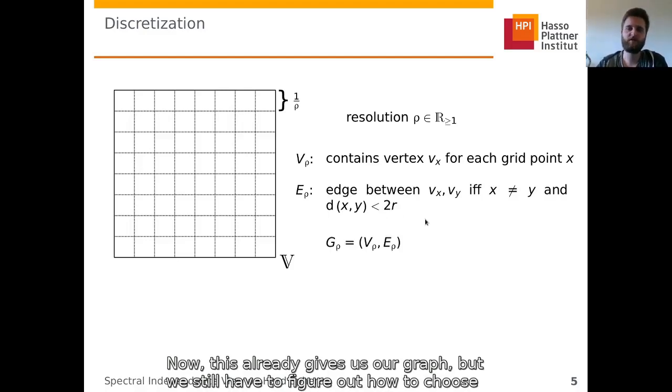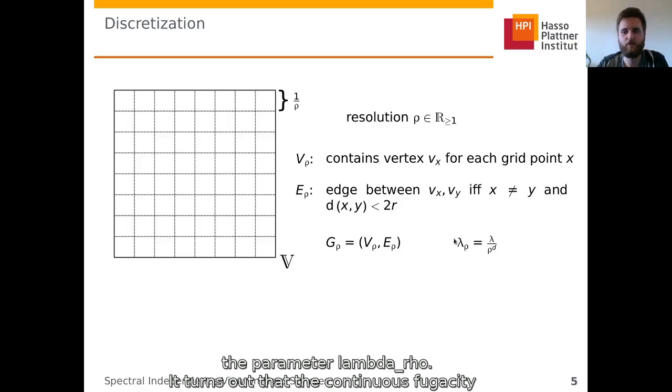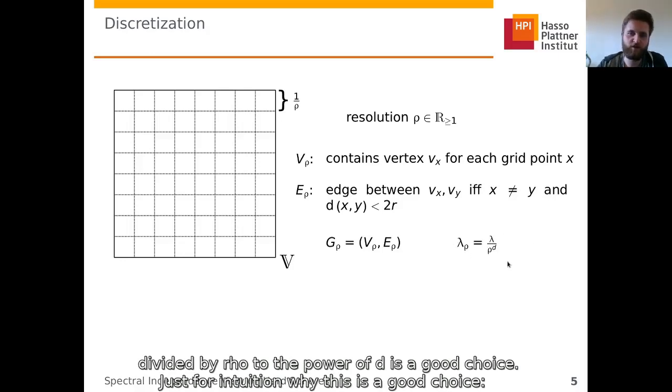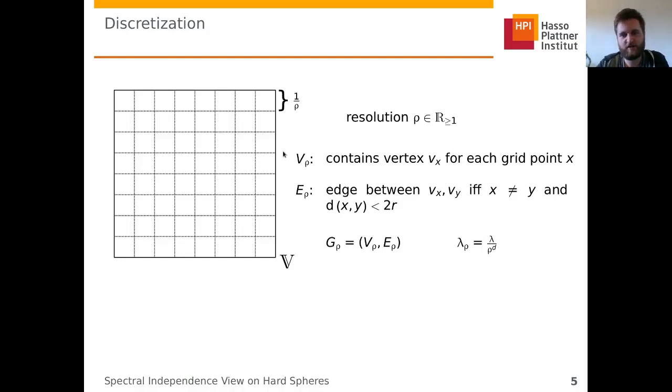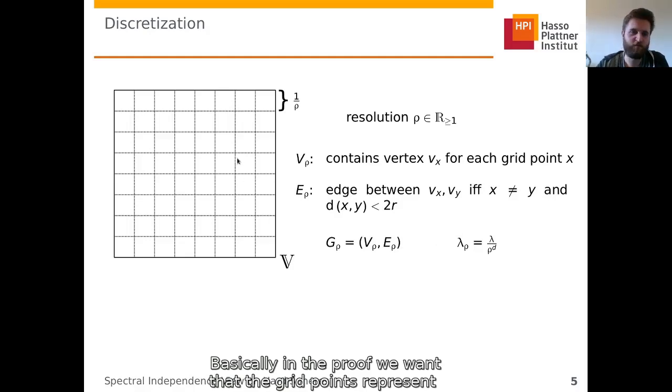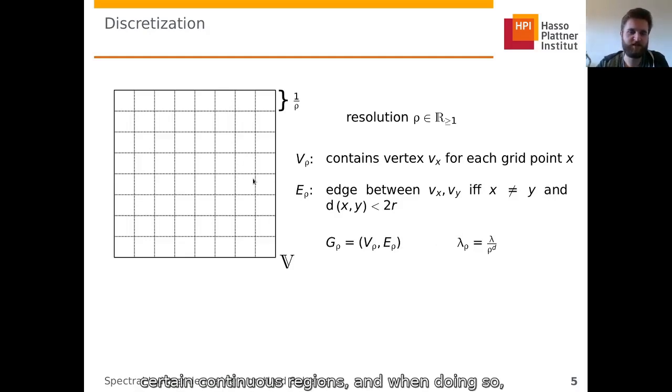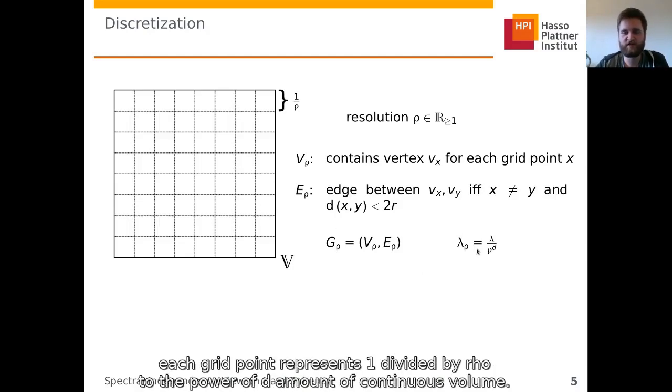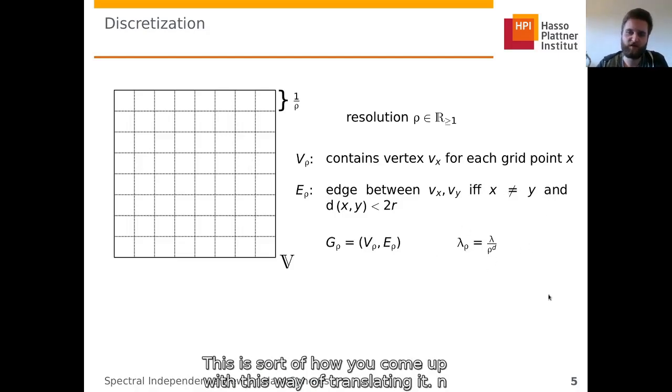Now this already gives us our graph, but we still have to figure out how to choose the parameter lambda, and it turns out that the continuous fugacity divided by ρ to the power of d is a good choice. Just for intuition, why is this a good choice? Basically, in the proof, we want the grid points to represent certain continuous regions, and when doing so, each grid point represents 1 divided by ρ to the power of d amount of continuous volume. So this is sort of how you come up with this way of translating it.